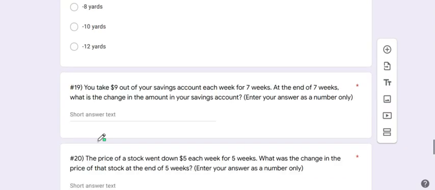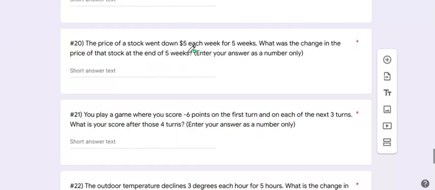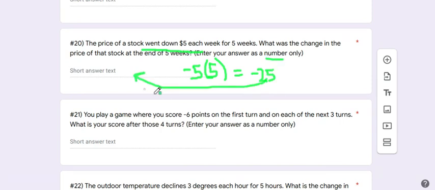Okay, let's try number 20. The price of a stock went down $5 each week for 5 weeks. What was the change in the price of that stock at the end of 5 weeks? If it went down $5 each week, do you think I'm going to write a positive or a negative number for that? Probably a negative, right? It's going down $5 each week for 5 weeks. So I can multiply the amount that it went down times the number of weeks to get the total change. So negative 5 times 5 is negative 25. Again, I put my answer as a number only, so that's what I put in, negative 25.